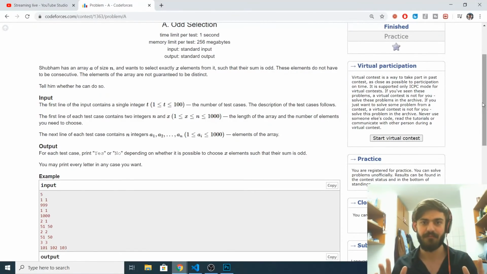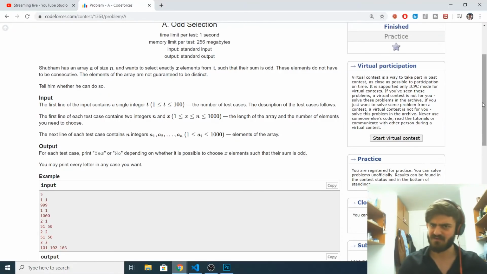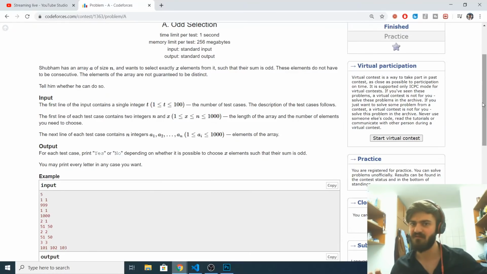Alright, you are given an array, and you should choose exactly X elements such that their sum is odd. That's it, right? So, I have n elements. I have to pick exactly X such that their sum is odd. Cool. What do I think about? Well, how many odd values I have in this array and how many even values I have in this array. Right? That makes sense.